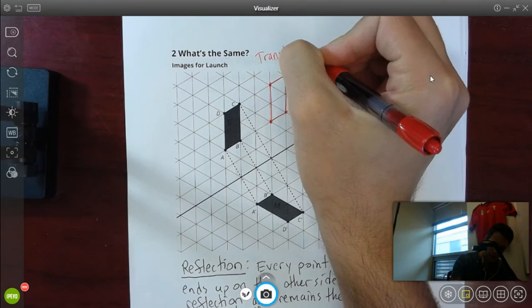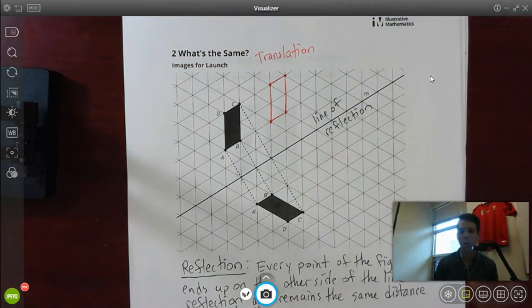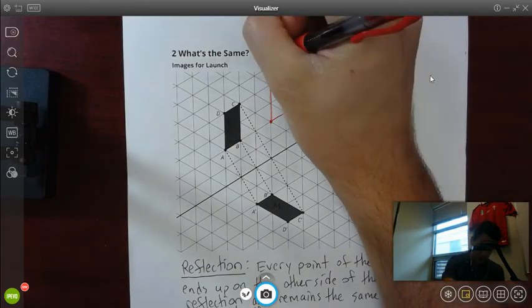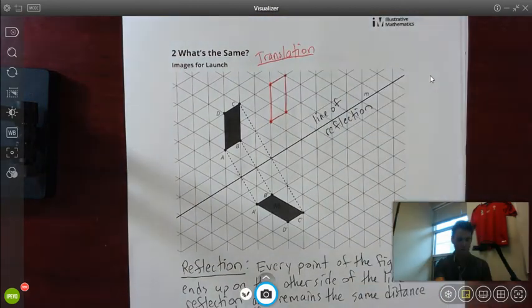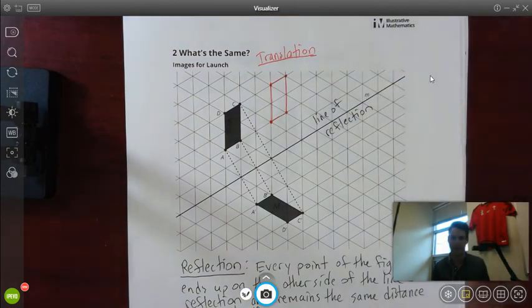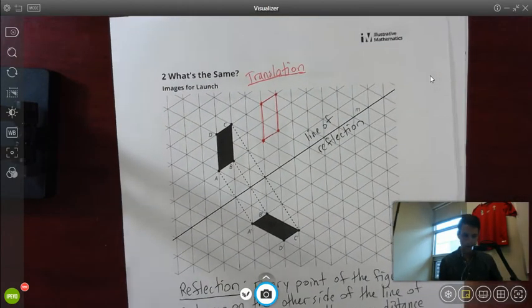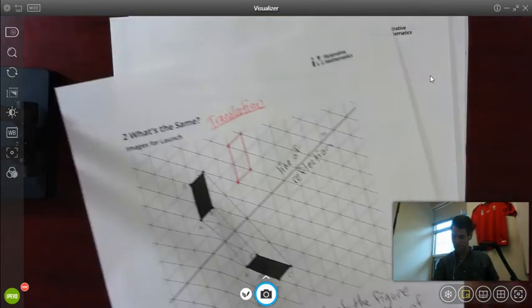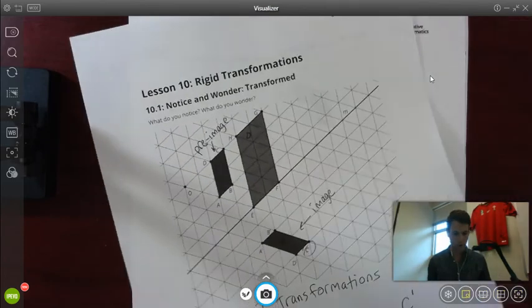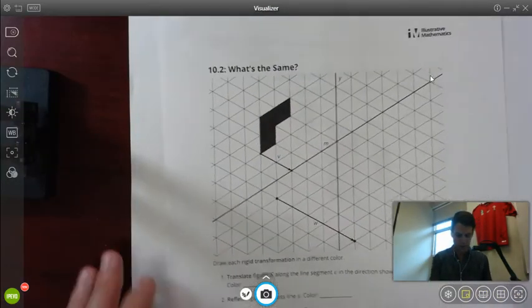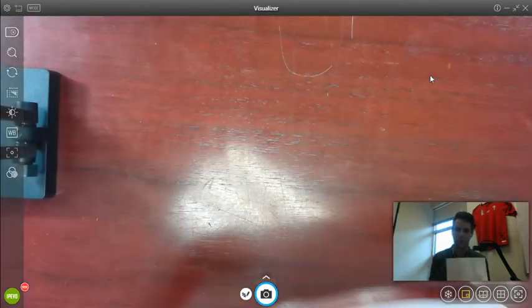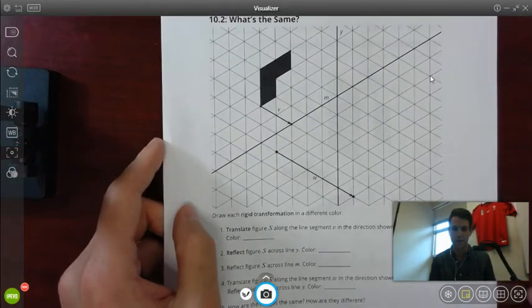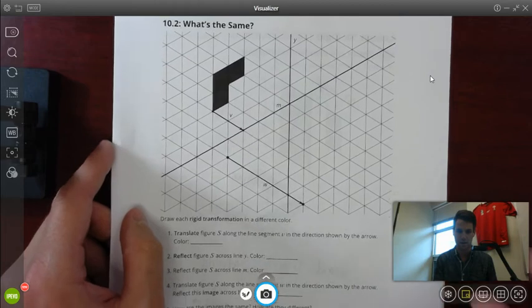A translation is just when a figure has all of its points move the same distance in a specific direction from where they started out. And it is the other main type of transformation we'll be focusing on in this lesson. Now, if we keep moving to our next part, we're going to be drawing some transformations using these two different kinds we've just defined here in this activity.